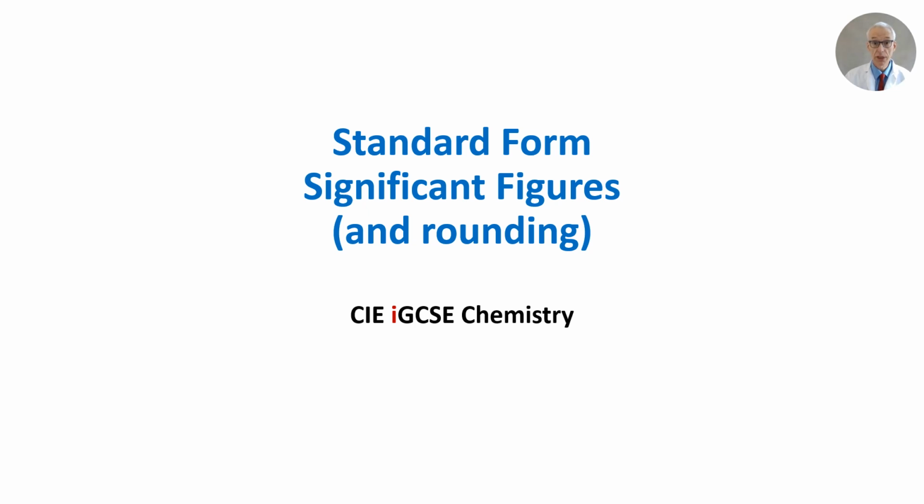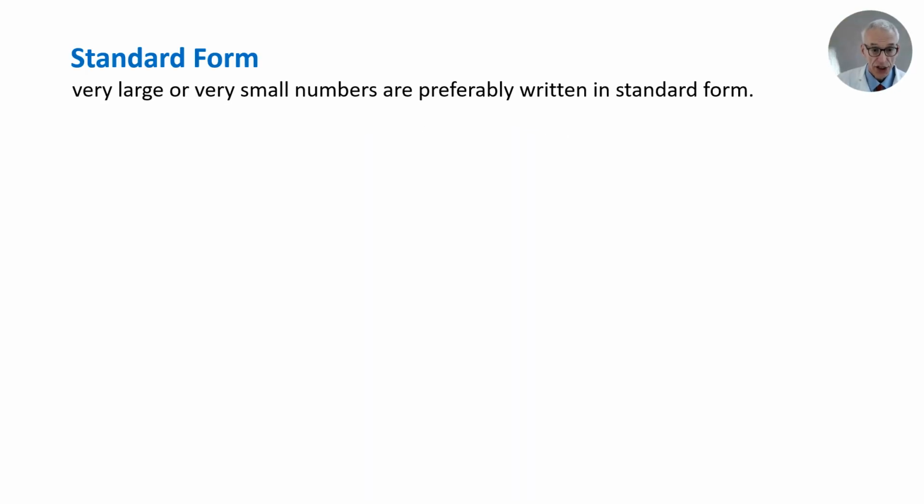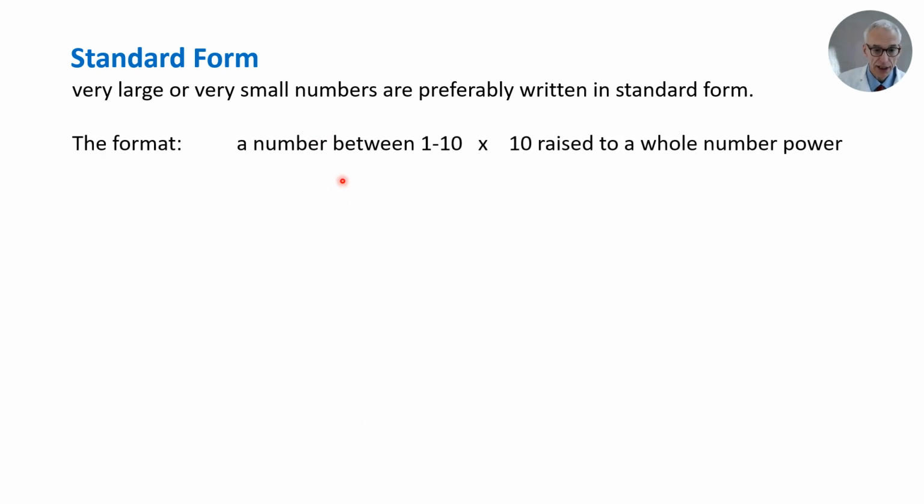Standard form, significant figures and rounding for CIE iGCSE. Standard form is a way of representing very large or very small numbers. The format is that a number between 1 and 10 is multiplied by 10 raised to a whole number power.